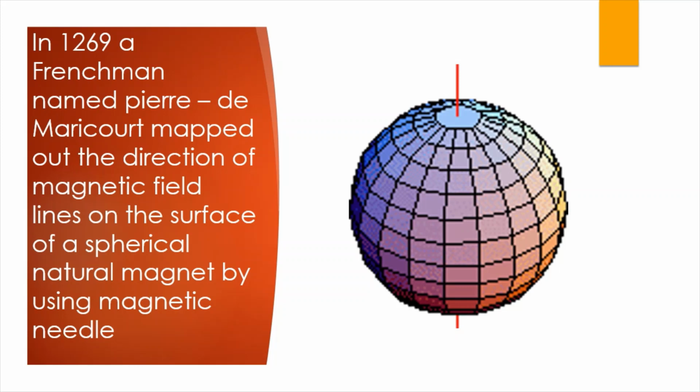Now later on many experiments were performed which show that each and every magnet, independent of its shape and size, has two poles called the north pole and the south pole of the magnet. So if you take a magnet in any shape, whether it is a bar magnet, a spherical magnet or a cylindrical magnet, all these magnets will have two poles. One is the north while the other one is the south pole.